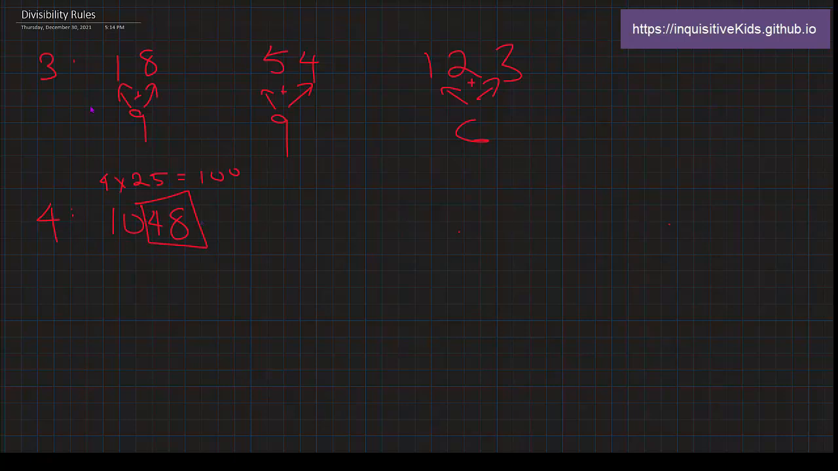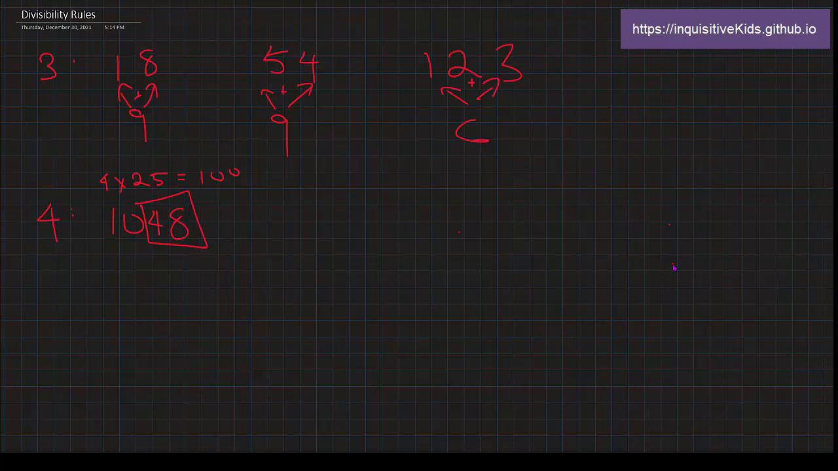The reason is all behind how 4 times 25 is equal to 100, because this rule only looks at the digits that are less than hundreds. All hundreds are divisible by 4, and as long as these last two digits are also divisible by 4, then this whole number is divisible by 4.